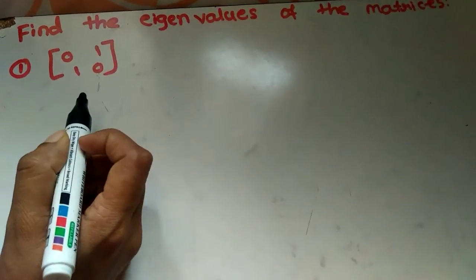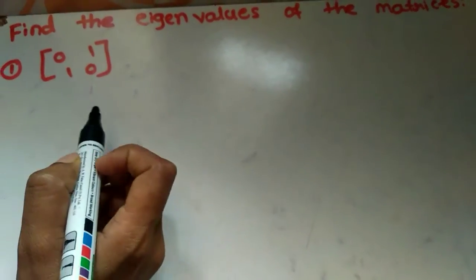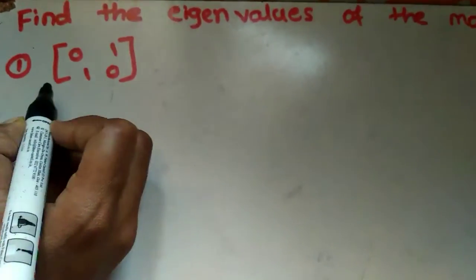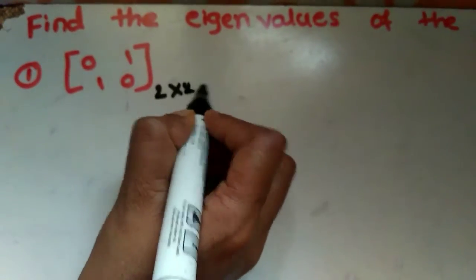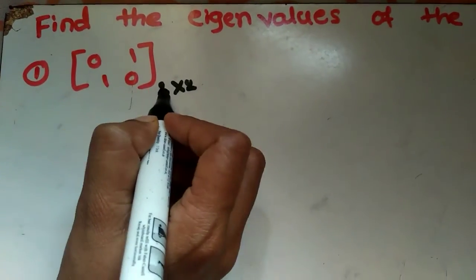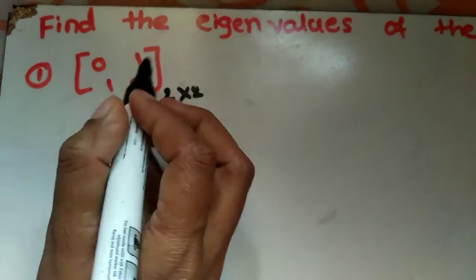So here is my first example. Find the eigenvalues of the given matrices. Okay, so here this is my given matrix. So what is the order? This is 2 cross 2. It means this is the 2 cross 2 matrix. Then we will get 2 eigenvalues for this matrix.